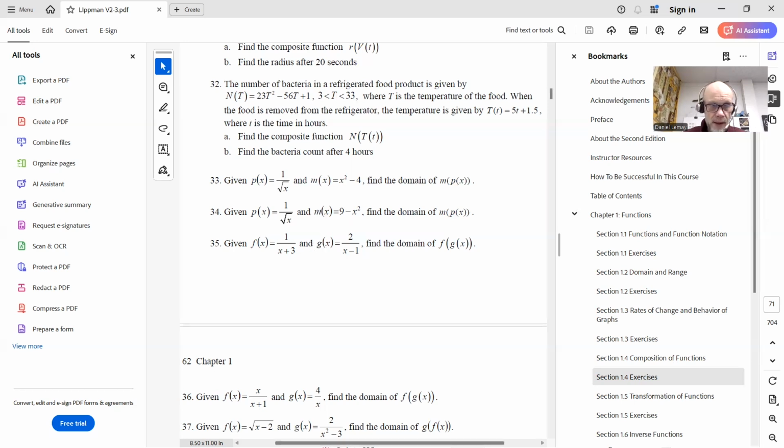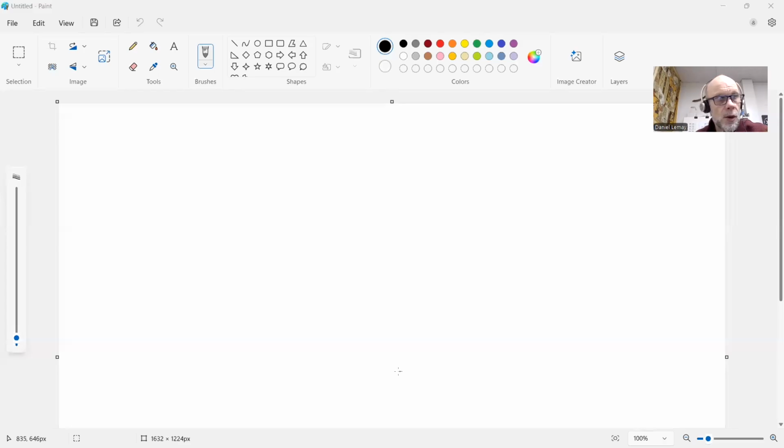Okay, so somewhere here, I've got it. It's not a screen I can write on, so I wrote those down here. Let me stop my share and I'll open up, I think it's Paint. Share my screen. Okay. So 33 said the square root.